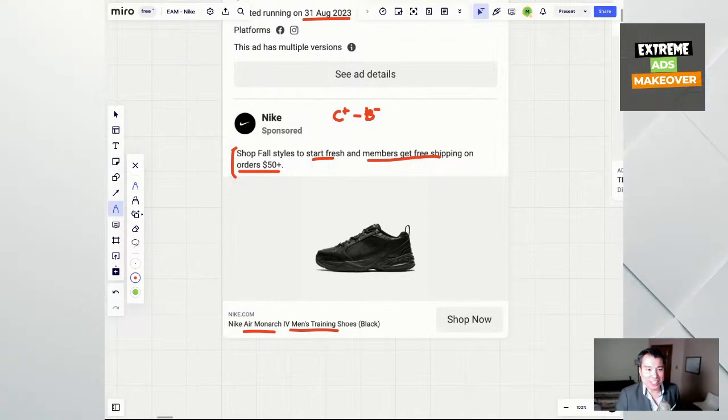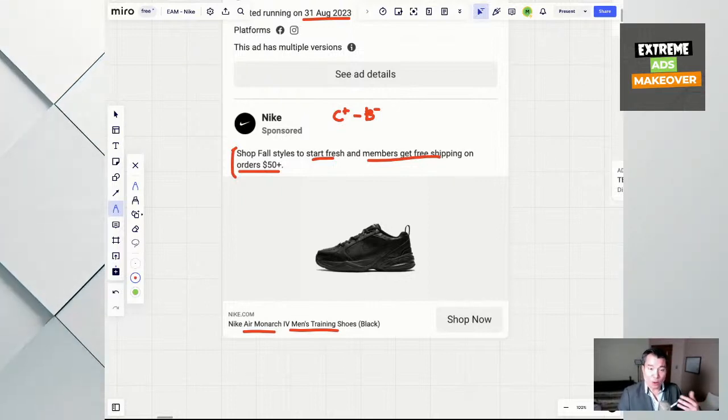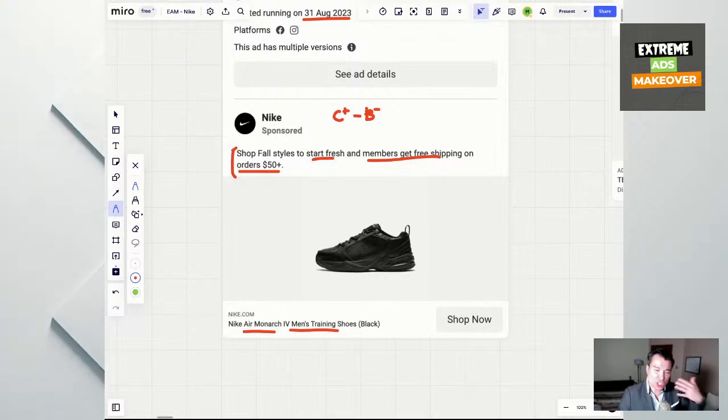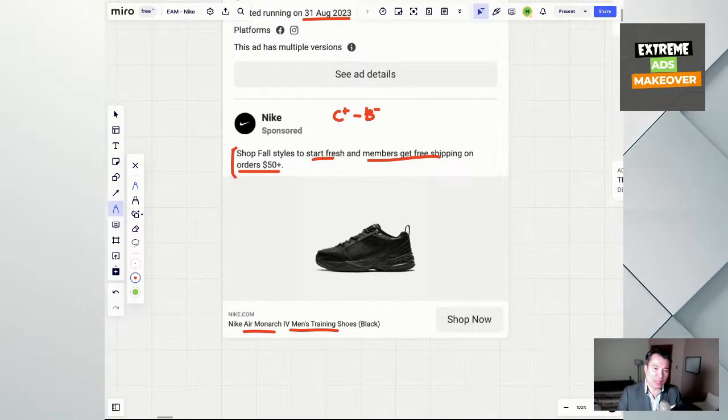And how about ad fatigue? Ad fatigue is a phenomenon where consumers see your ad over and over again, and they mentally shut down from seeing your ad. When they see an ad like this, they say, I've seen it.